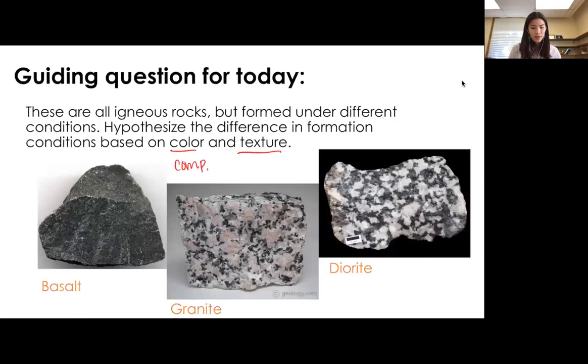So if we do that, this dark rock that is aphanitic is going to be a basalt. The black and white phaneritic rock is going to be a diorite. And then this black and white phaneritic rock that contains some pink crystals in it is going to be a granite.